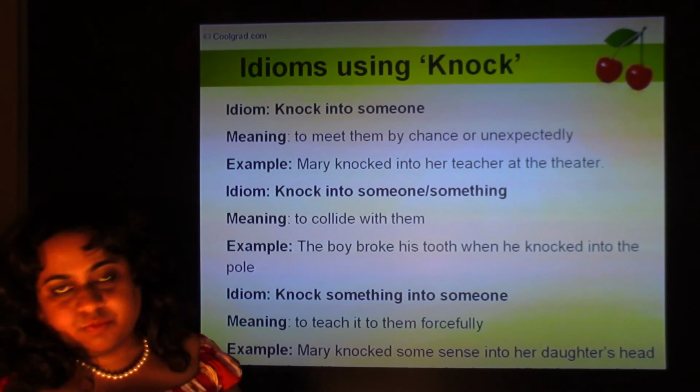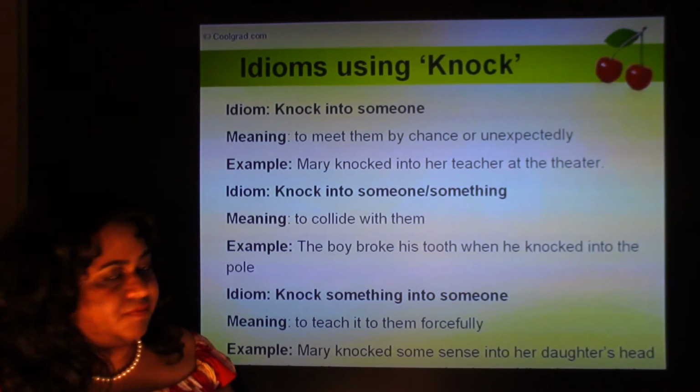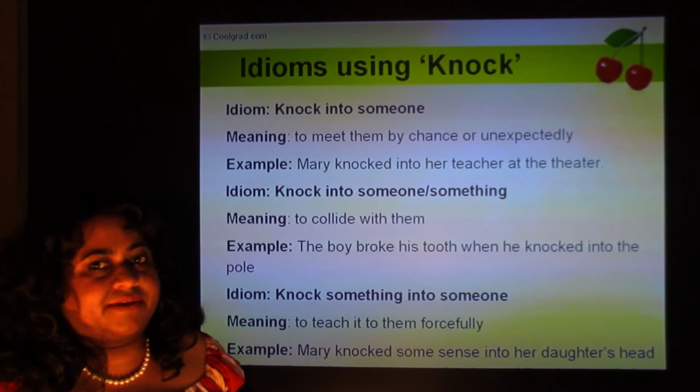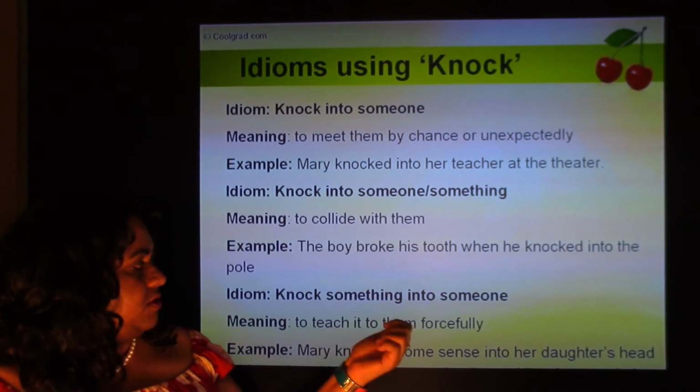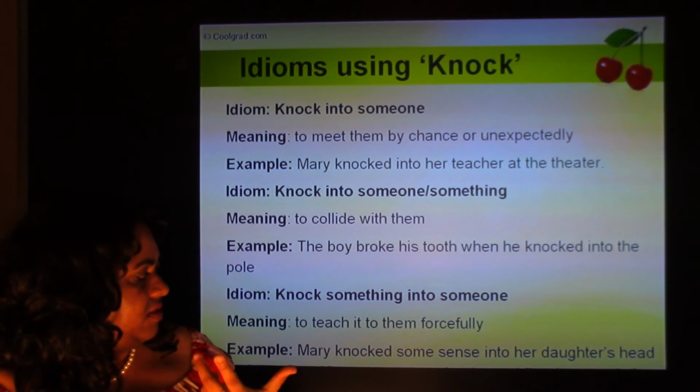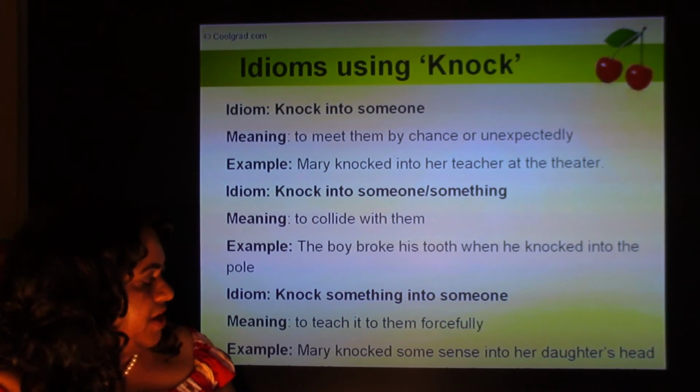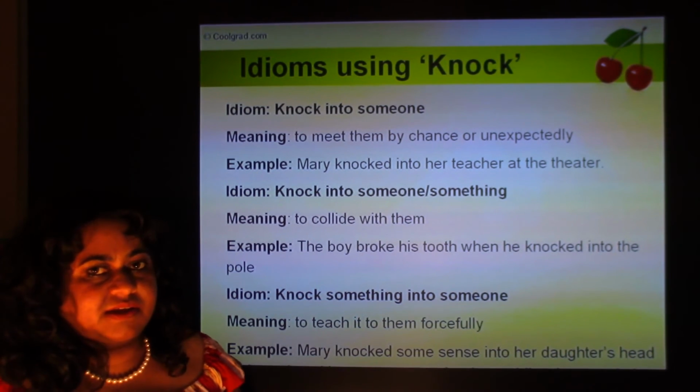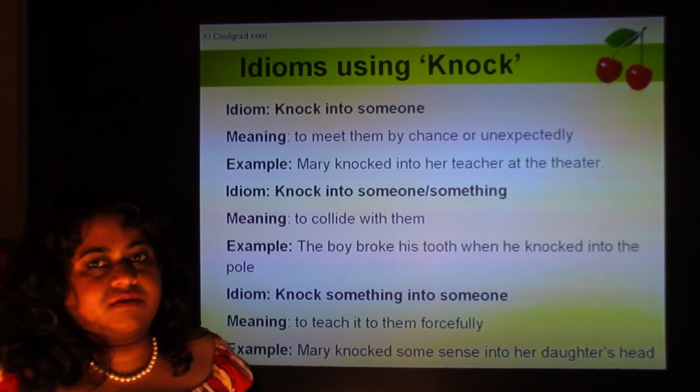Knock something into someone. So these are kind of confusing, right? So just review them again and again so you get them right. Knock something into someone means to teach them forcefully. Mary knocked some sense into her daughter's head and stopped her from marrying the jobless guy.